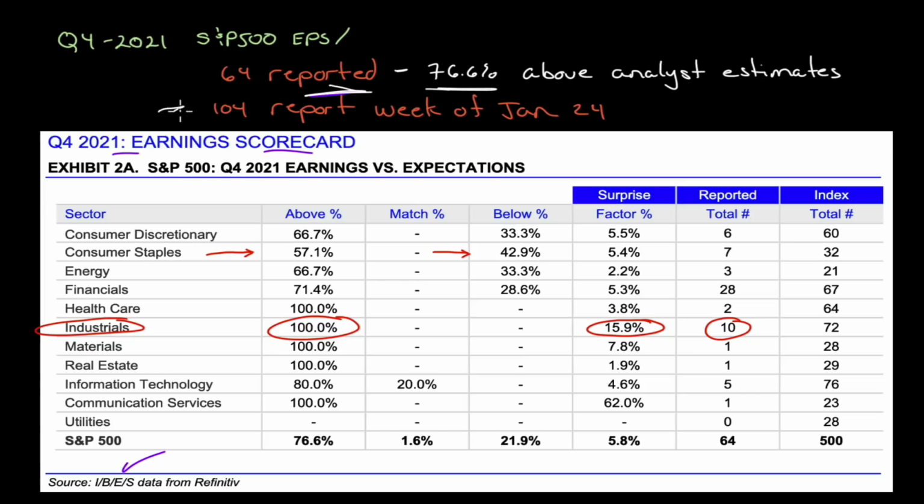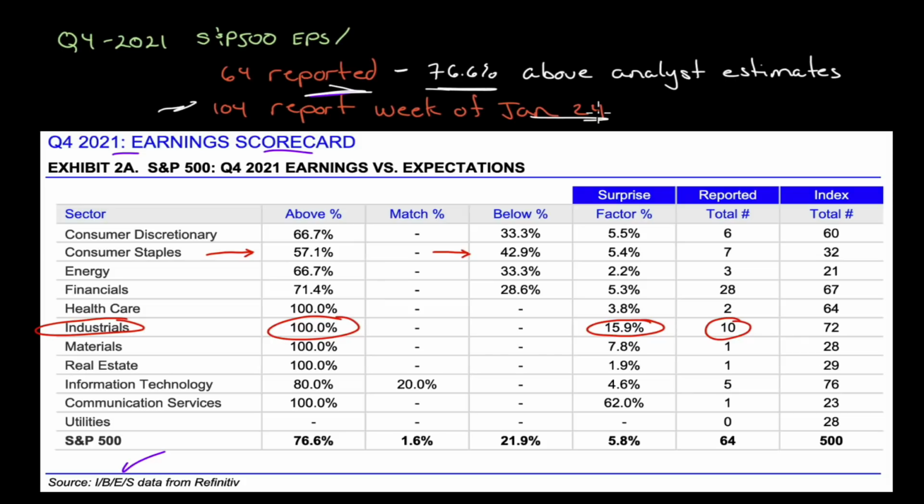You got 104 companies reporting the week of January 24th. So we got a big week ahead of us. You got some big economic data. You got inflation, you got GDP, first look at GDP, you got the Fed decision, and 104 companies reporting earnings.